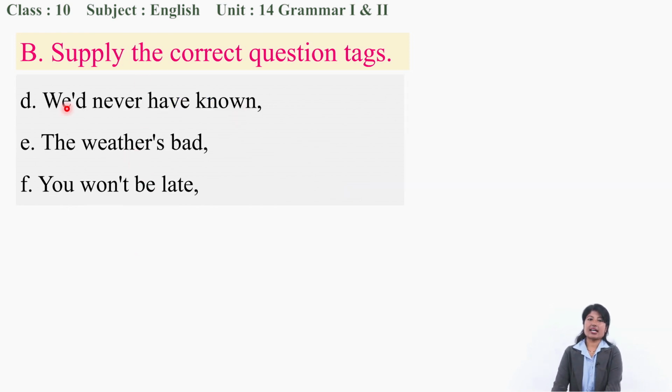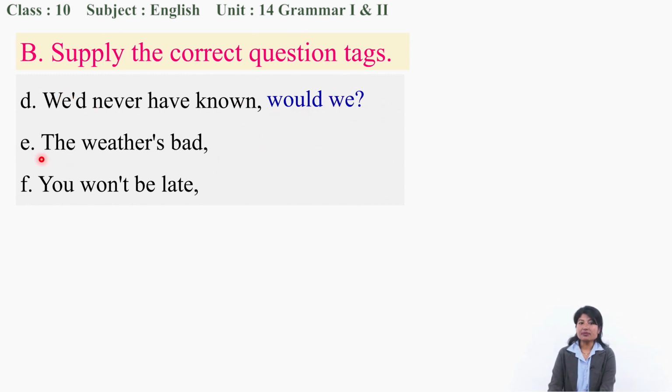Continuing the exercise, now it's turn of D, statement D. We would never have known. Okay, so we would never have known. This apostrophe d is had or would, right? So our tag would be would we. Never is already there. That's why positive. Would, that's why repeated, would we.